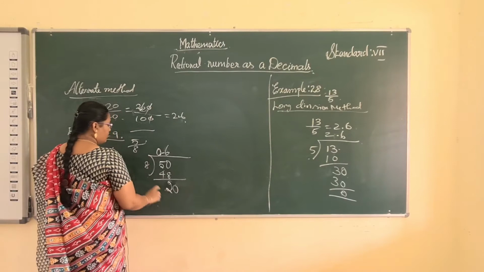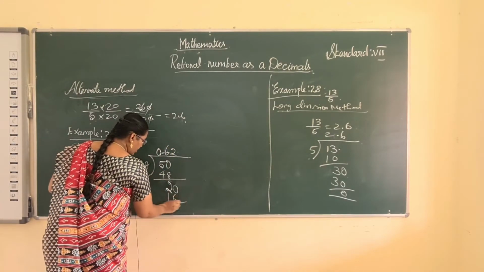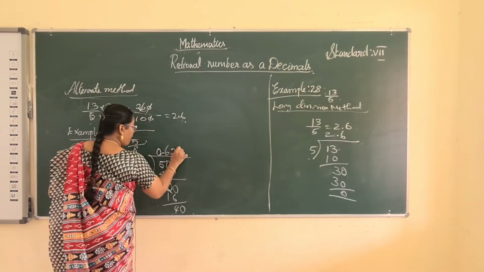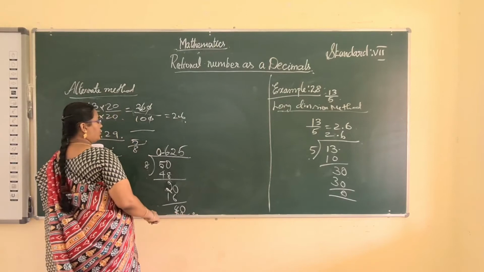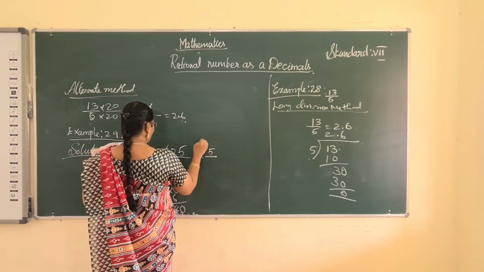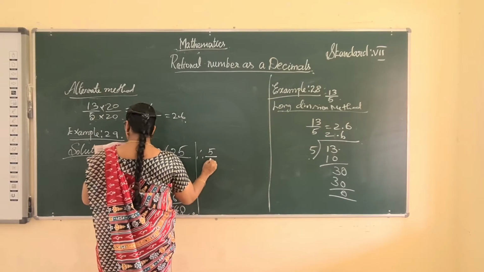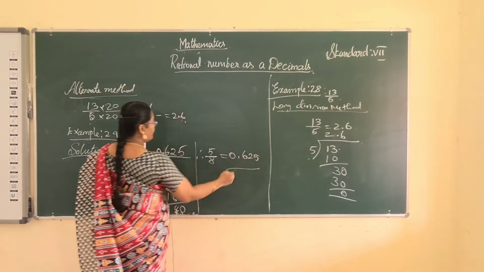So add 0. How many times? 2 times is possible. 8 2s are 16. Remaining 4. Add 0. 8 5s are 40. So the remainder will be 0. Thus the quotient, what is the value? Therefore, 5 divided by 8 is equal to 0.625 is the answer.